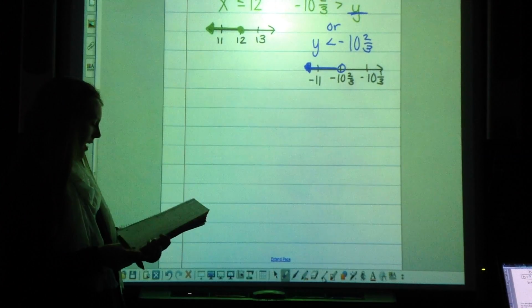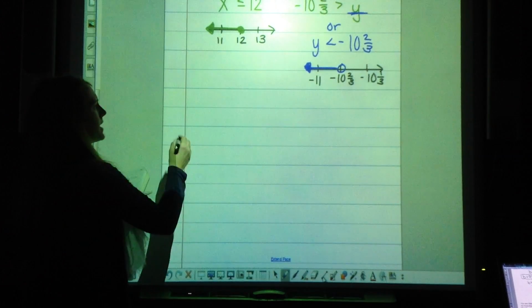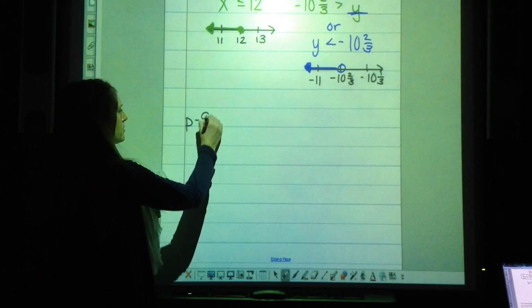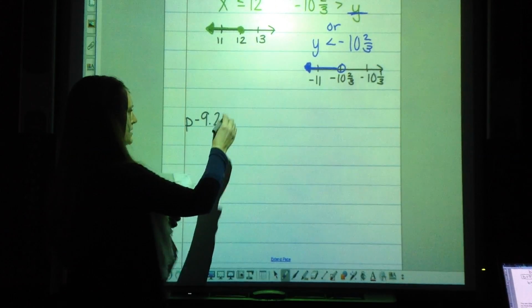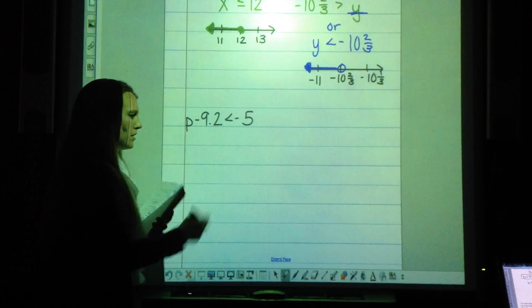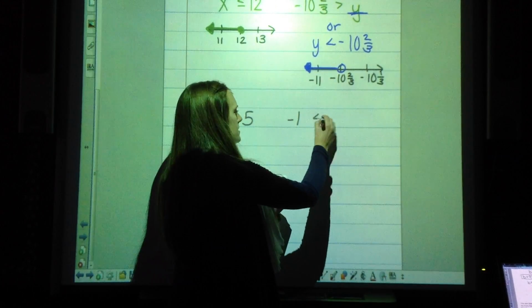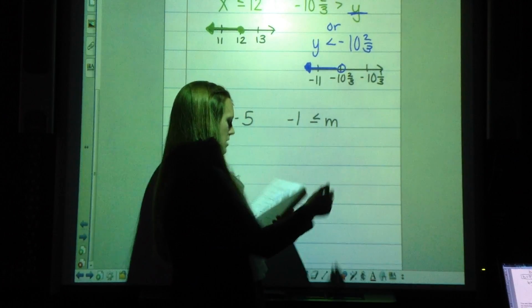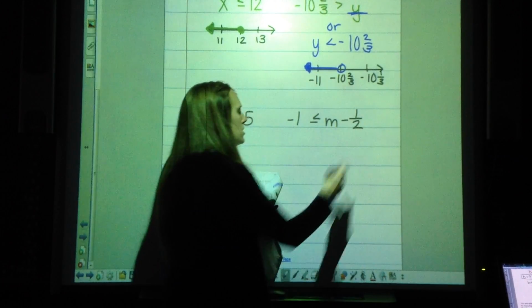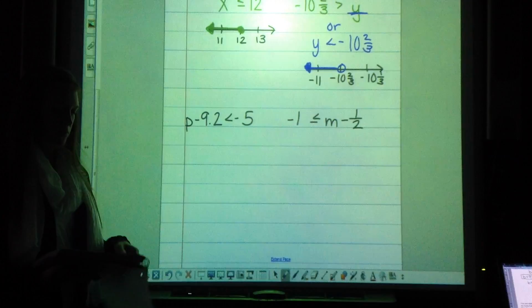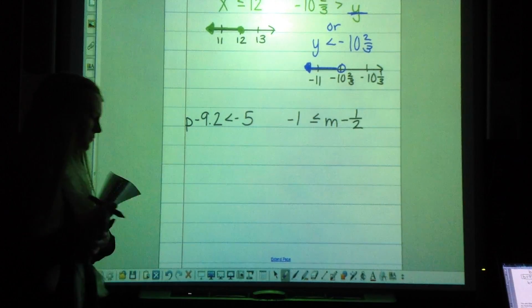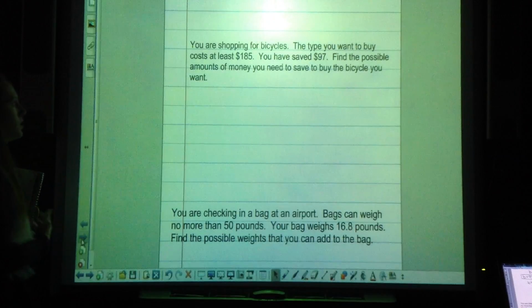I would like you to try p minus 9.2 is less than negative 5. Also try negative 1 is less than or equal to m minus 1/2. Push pause and try those now. Okay.